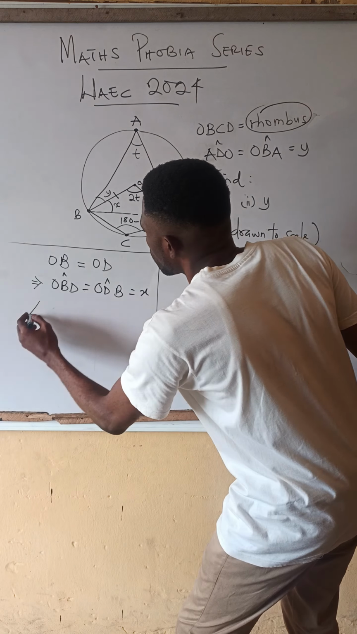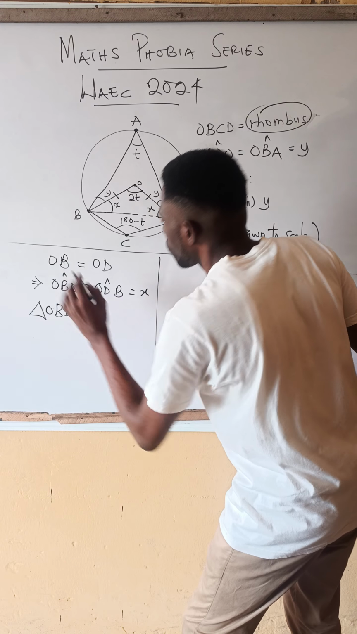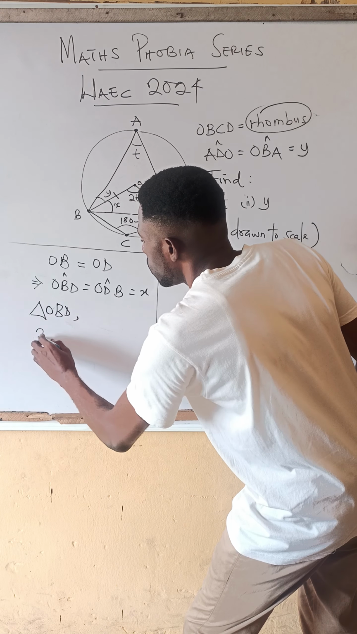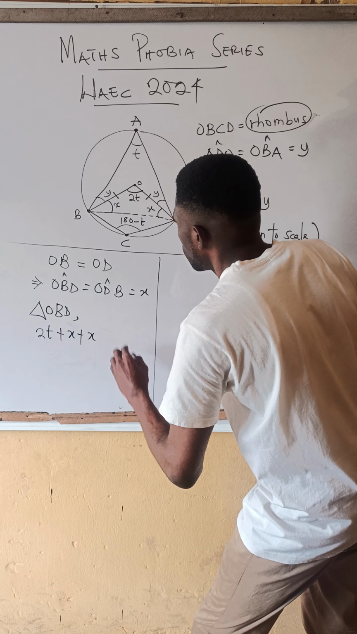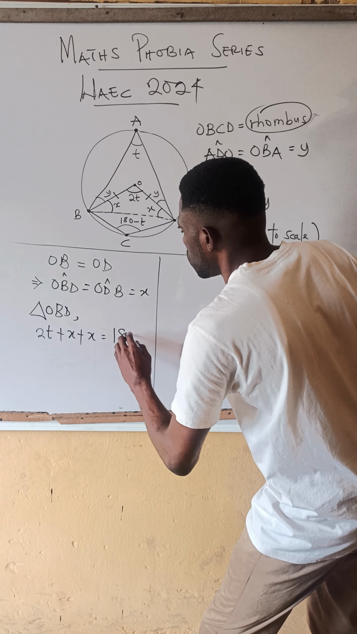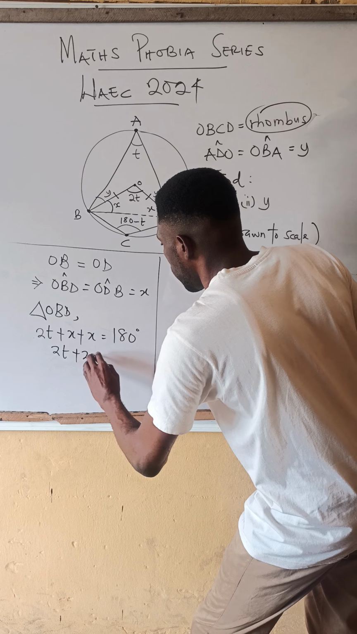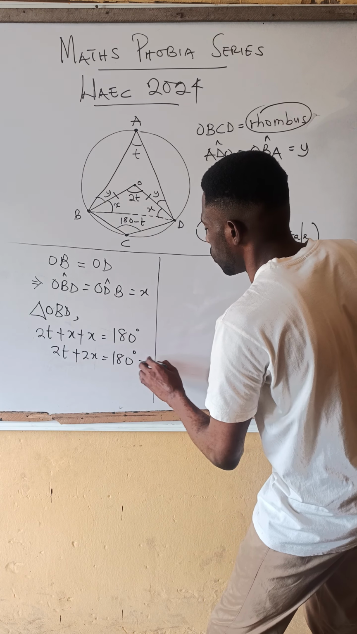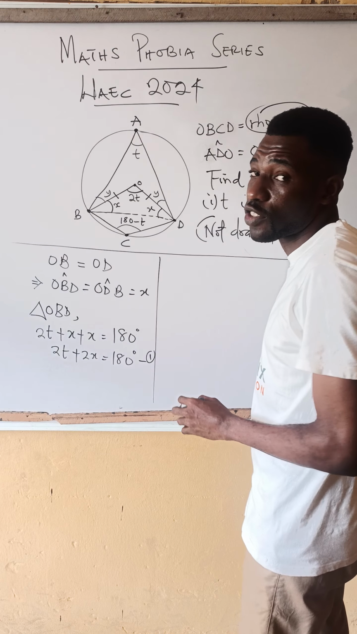So from triangle OBD, we have that what? Sum of angles in the triangle, 2t plus x should give us 180, the sum of angles in the triangle. So this should give us 2t plus 2x to be what? 180 degrees. Let's keep that one.